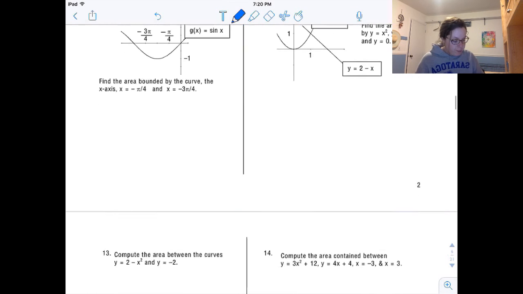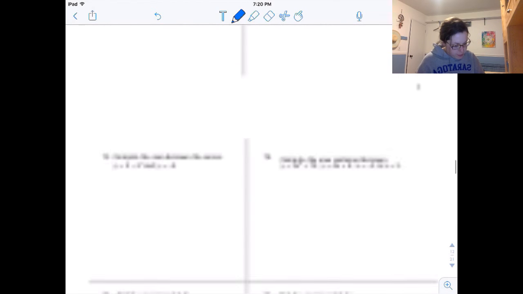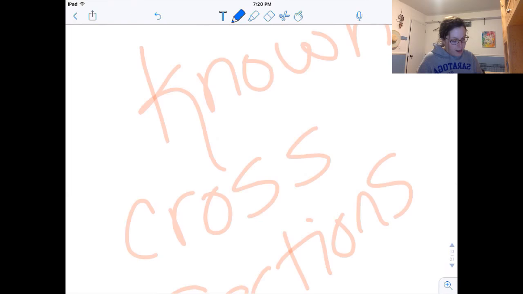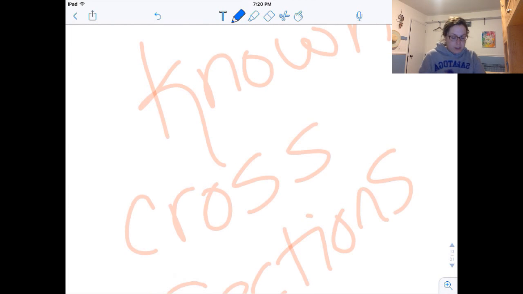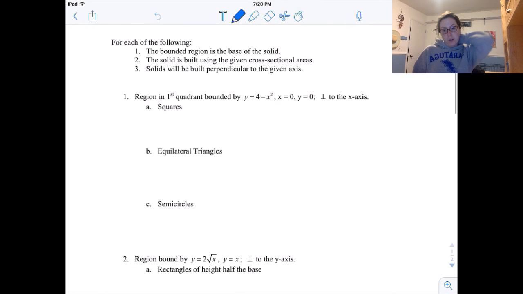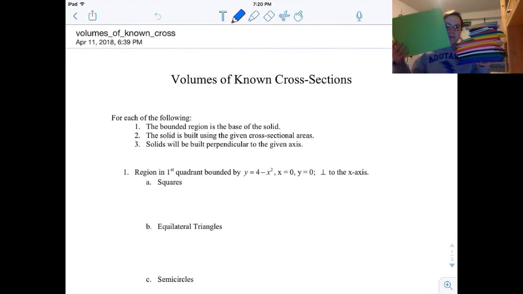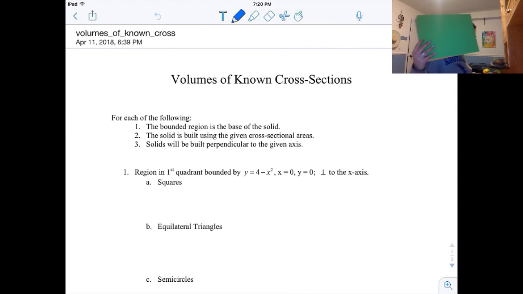So, before we go any further, all right, let's talk about known cross-sections, volumes of known cross-sections. I'm going to flip out of here and grab this giant handy-dandy stack of foam that I have here. Not joking when I say giant, this is part of it. All right, so here's all my foam.